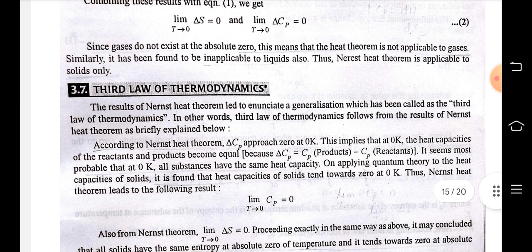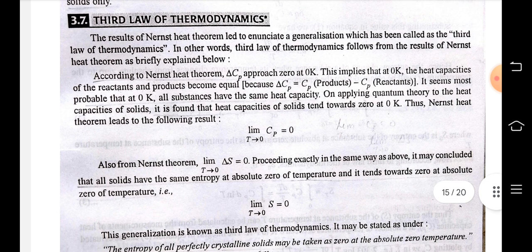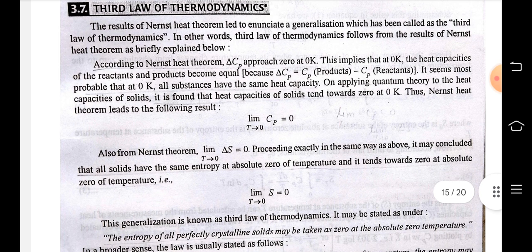Third law of thermodynamics. The result of Nernst heat theorem leads to a generalization which has been called the third law of thermodynamics. According to Nernst heat theorem, del Cp approaches 0 at 0 Kelvin. This implies that at 0 Kelvin, the heat capacity of the reactant and product become equal. It's most probable that at 0 Kelvin, all substances have the same heat capacity. On applying quantum theory to the heat capacity of solid, it is found that heat capacity of solid tends towards 0 at 0 Kelvin. Thus, Nernst heat theorem leads to the following result.